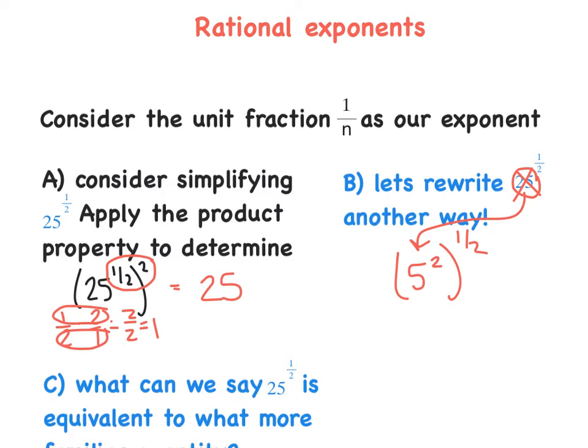So now I can say 5 squared to the 1/2 is really, power to a power says multiply, 2 times a half is 1, 5 to the 1st, which is just 5.